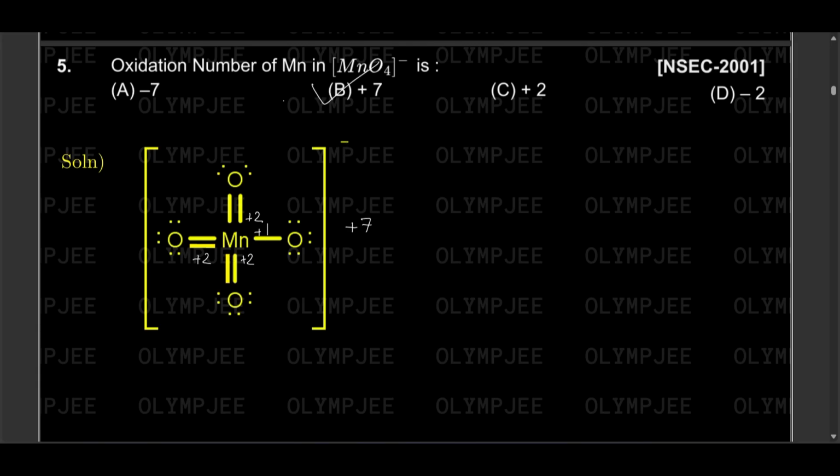Plus 7. Since this does not have any peroxide or superoxide, we can also calculate using the mathematical formula. So X, which is the oxidation state of Mn, minus 4 times 2, because the common oxidation state is minus 2 for oxygen, and this would be equal to minus 1 since this has a minus 1 charge. So X would be equal to plus 7.